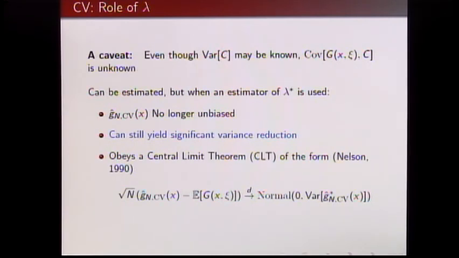Also, as you take the sample size to infinity and scale it, it goes to essentially the lambda star, the best variance that you can get. So it has this nice central limit theorem. For a large sample size, it can work, even if you estimate it. But be aware, you no longer have unbiased estimators.